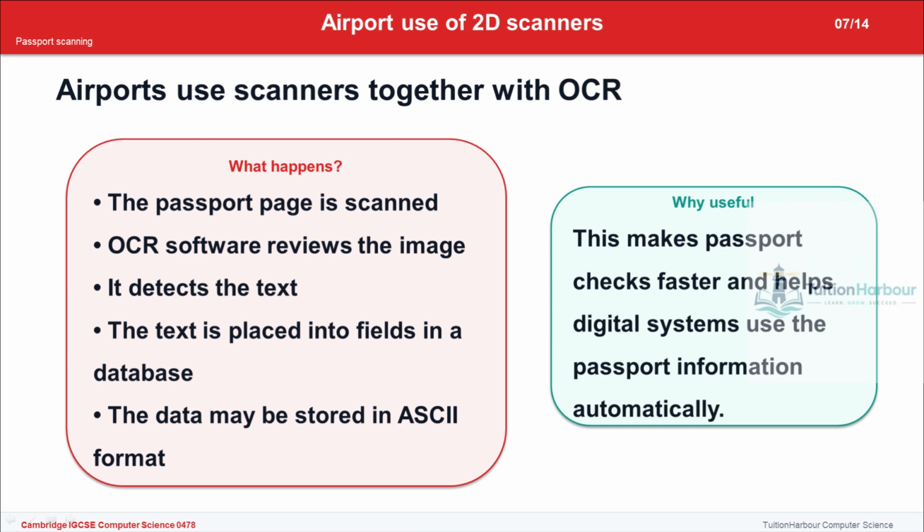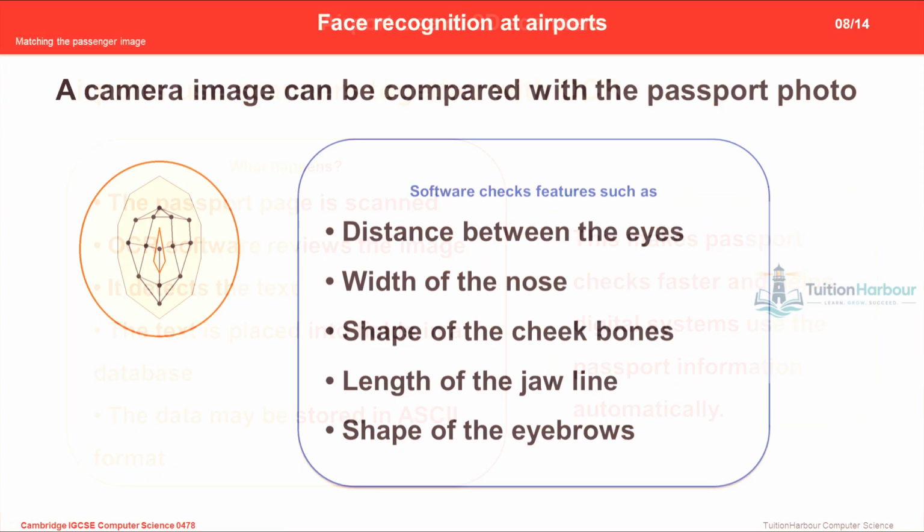Passport scanning. Airports use 2D scanners to scan passport pages. OCR software identifies the printed text and places it into the correct database fields. This allows passport information to be checked automatically.